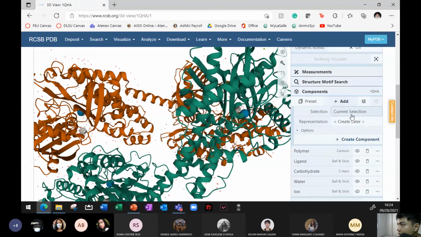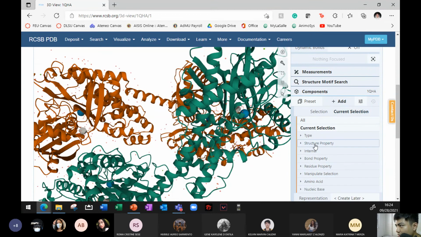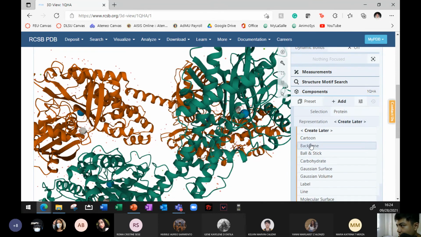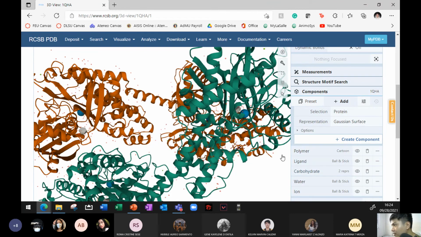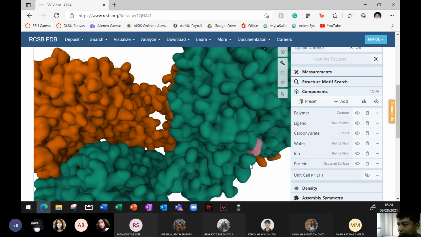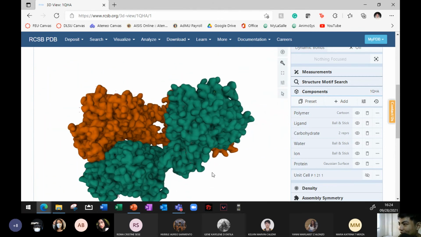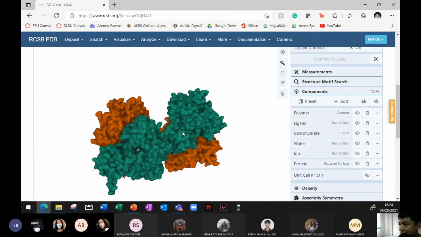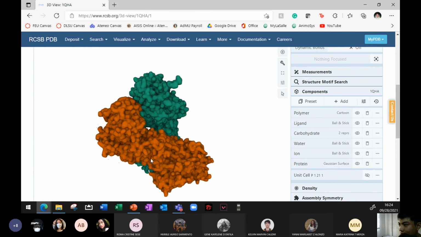Okay. So, let's try to see if we can also perform the same thing. Tulad ng ginawa ko kanina. Gaussian surface. Pag ito nag-lag, ayun, kala ko maglalag siya. Okay. So this is our hexokinase.